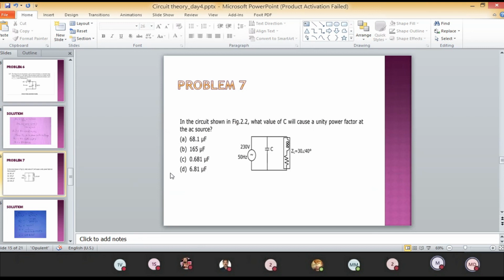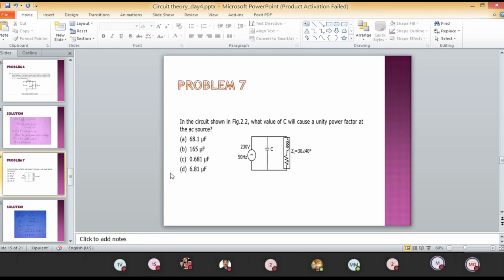Correct? You have 4 choices, and the inductive reactance is 30 angle of 40 degrees, that is, it is given in polar form. Frequency is 50 hertz. So what value of C will cause a unity power factor? So here also the resonance comes into picture, but this is a parallel circuit. Sometimes they call this a tank circuit.